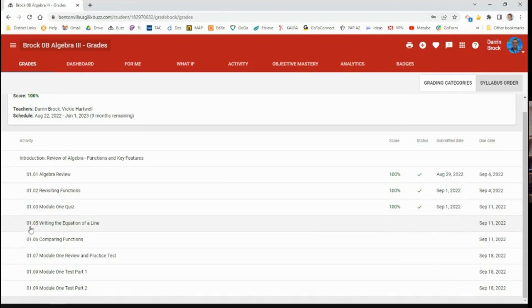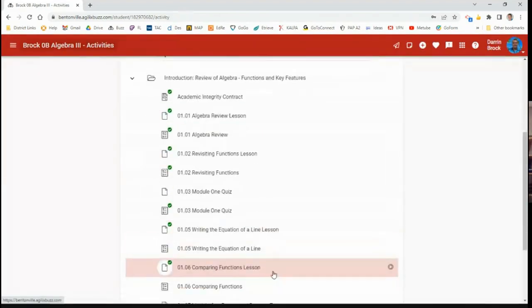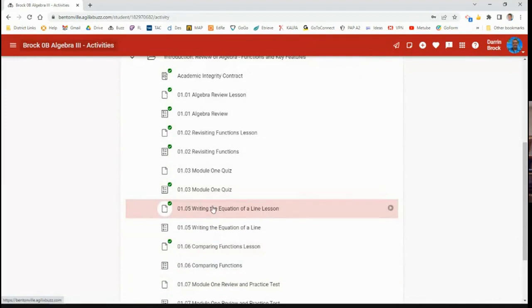And then we have lessons 5 and 6, writing the equation of a line and comparing functions. So that's what we'll be looking at today, is just a summary of those 2 lessons. And there's a lot of good stuff in those lessons. So whatever I present here in class is not a substitute for that. This is in addition to that to help you understand all this good stuff.